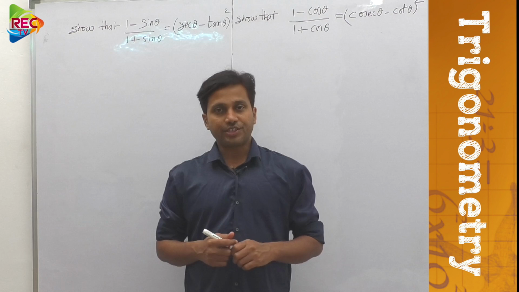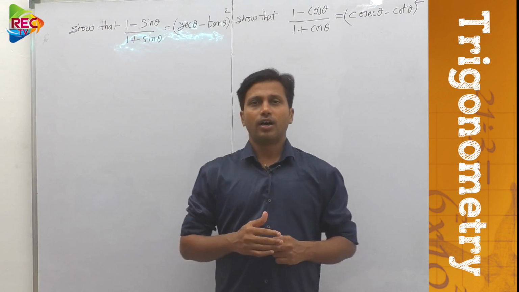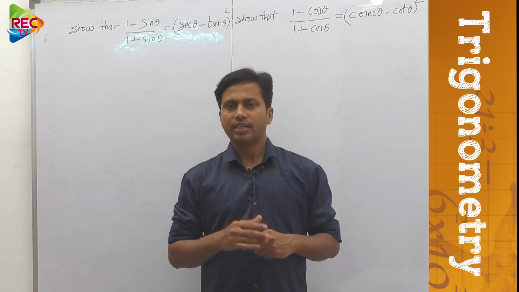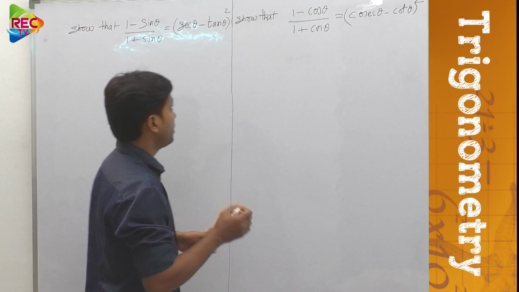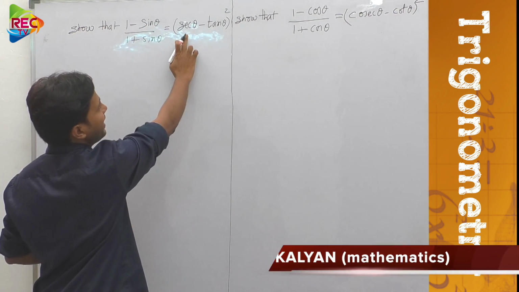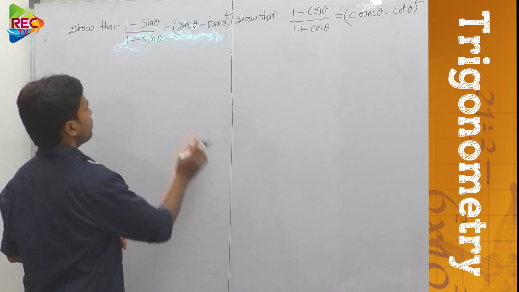So in this session also we are going to do two similar type of problems based on the trigonometric identities. Let us solve them. Just see, here we need to show that (1 minus sin theta) by (1 plus sin theta) equal to (secant theta minus tan theta) whole square. Okay, so let us solve this first.